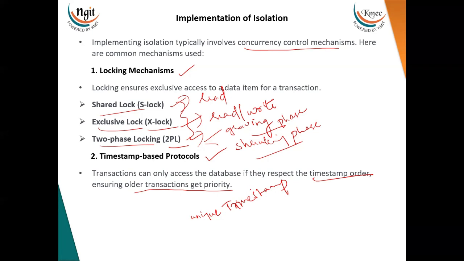So this timestamp is going to determine the order of the transactions. The transactions can only access the database if they respect the timestamp order, ensuring the older transactions get priority. Whichever transaction has come first, the execution of that transaction must be completed, and then based upon the order of the timestamp, the other transactions should start executing or performing operations on the same data item if they want to access it. This is about the different levels of isolation.